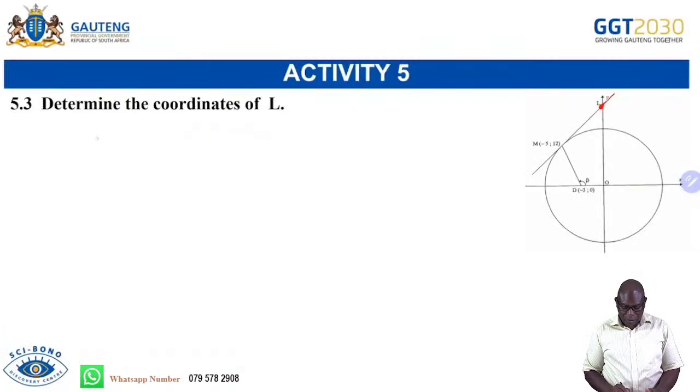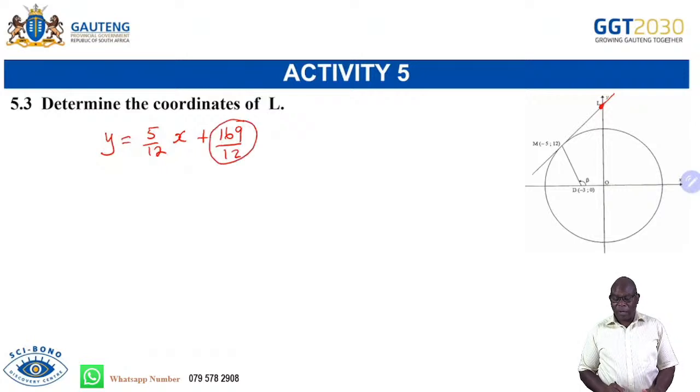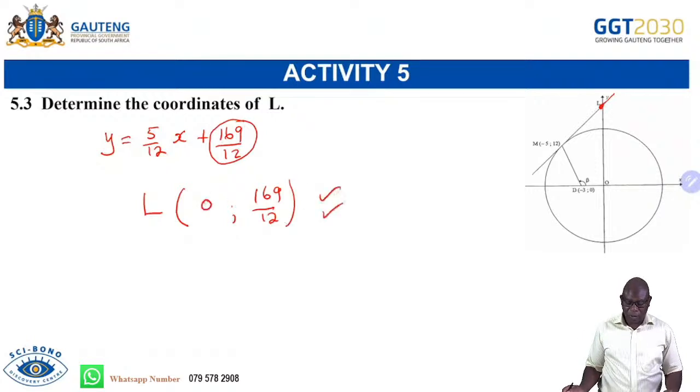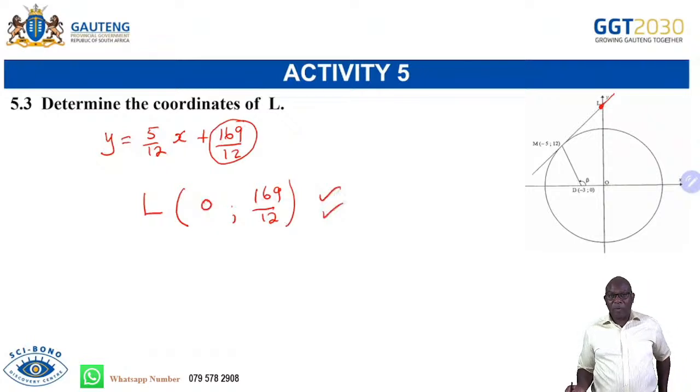The equation of the tangent is y equals 5 over 12 x plus 169 over 12. Obviously, this is the y-intercept of the graph. So the coordinates of L, the y-intercept, 169 over 12, but it's the y-intercept, so meaning that the value of x will be 0. So we don't need to calculate that. We just need to write down the coordinates.